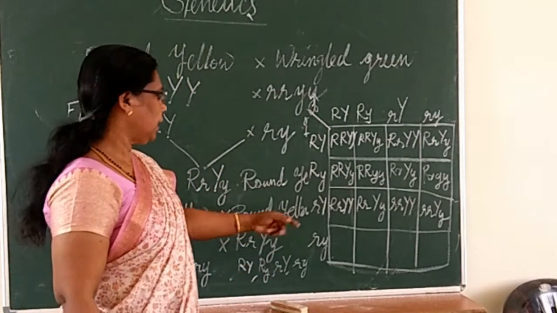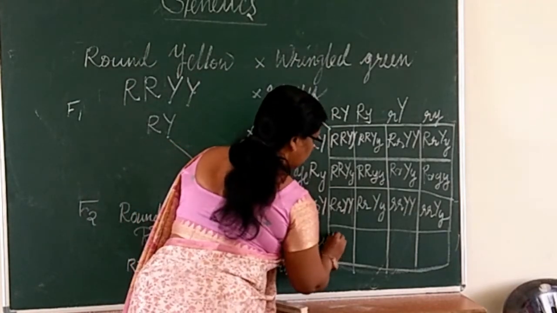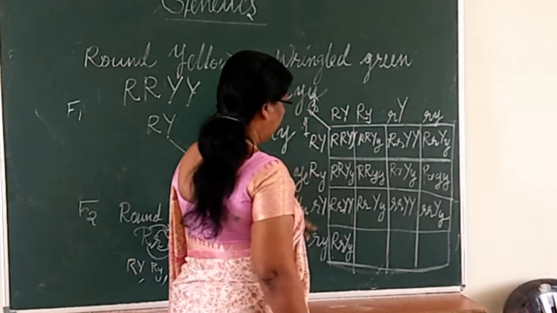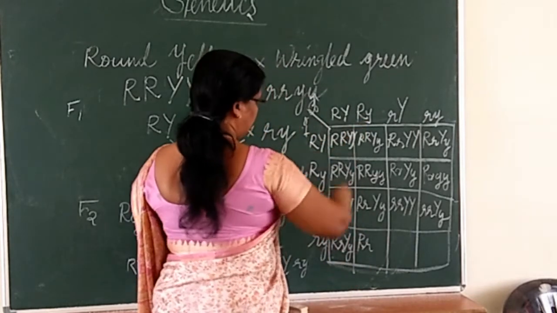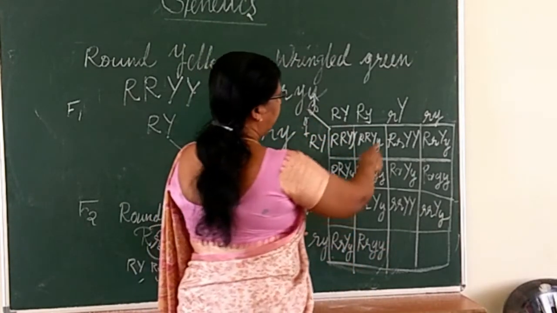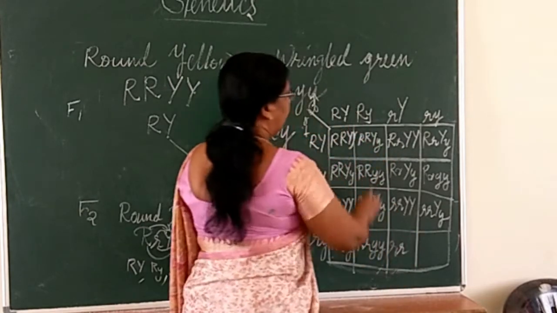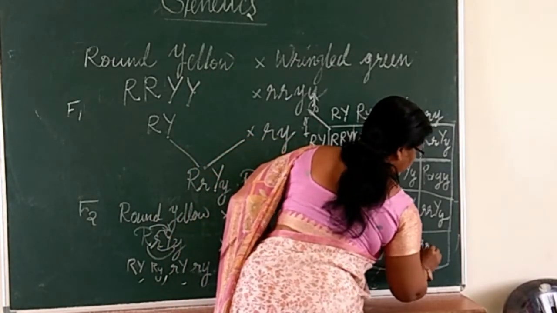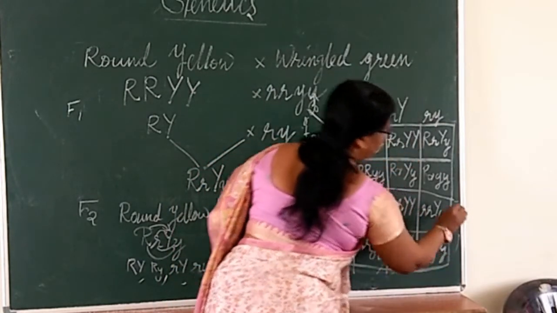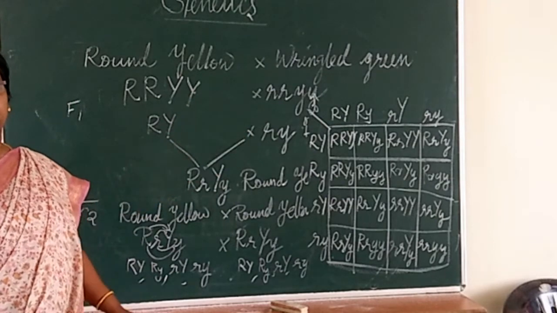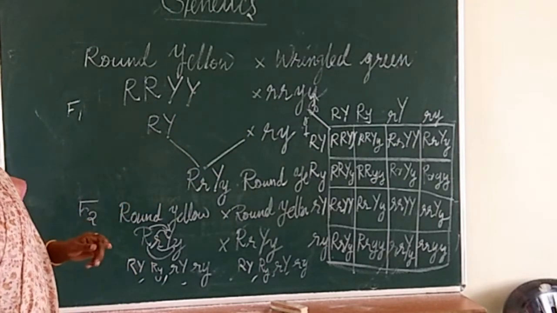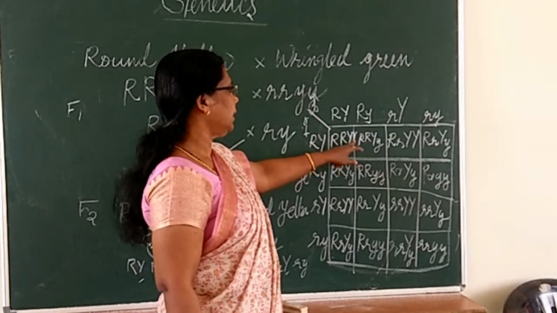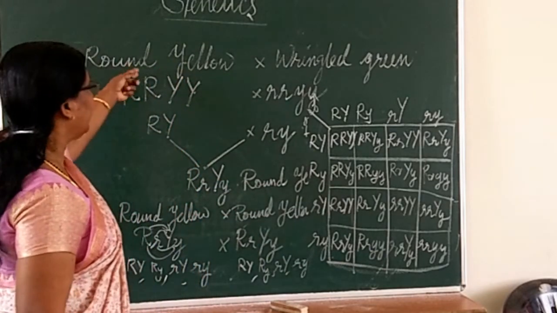Got it? Coming to the last row, capital R, small r, capital Y, small y. Second column, capital R, small r, small y, small y. Third one, small r, small r, capital Y, small y. Coming to the last one, small r, small r, small y, small y. So you got the 16 columns also completed. Now come on, tell me the nature of these plants. First one, capital R, capital Y. You can see that it is a round yellow seed. How can we count and write it here?